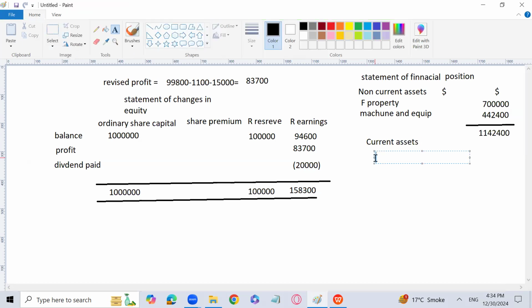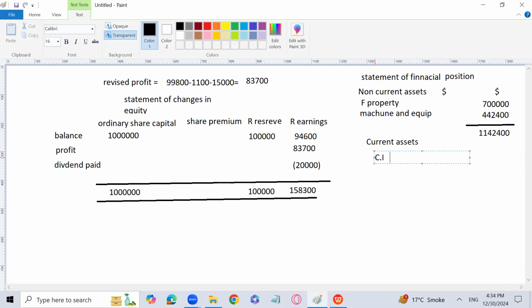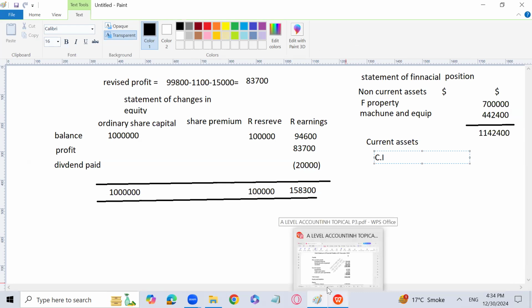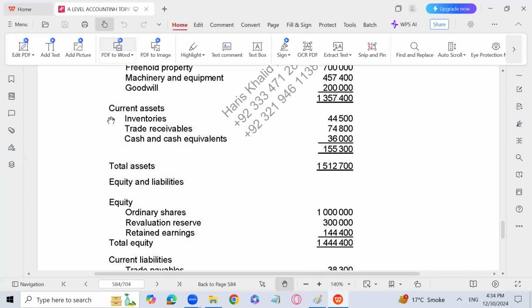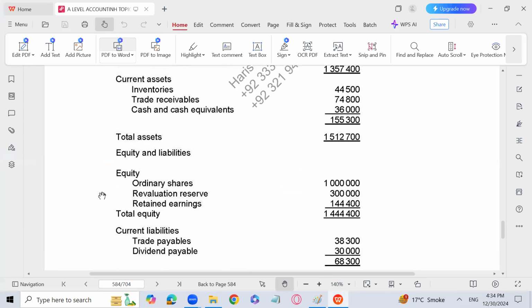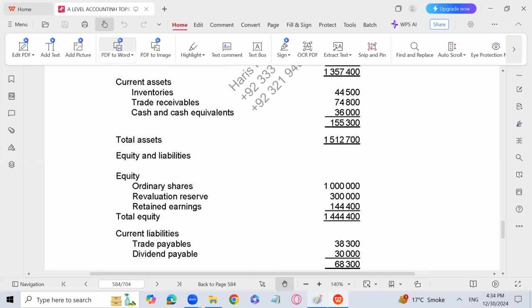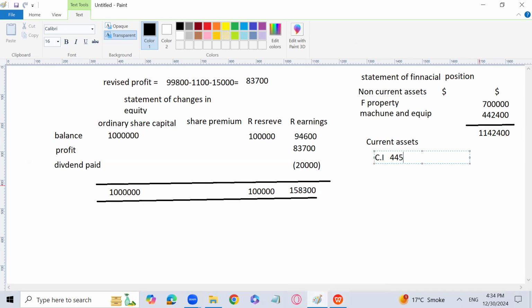Under current assets, we will write first the closing inventory. I'm going to write the one which has been discussed already, that we have to subtract 1100 from the closing inventory. And the amount will not be 44,500. It will be 43,400.